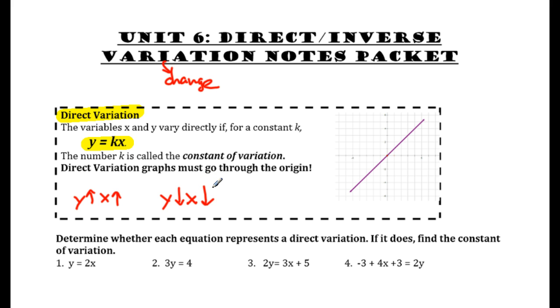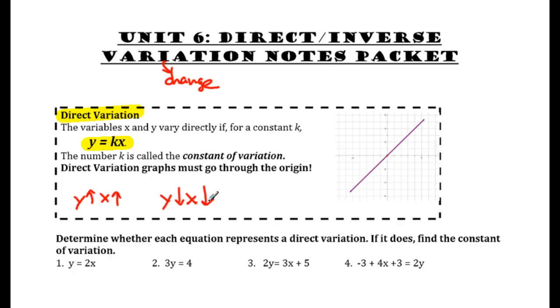A real life example would be going to the store and buying fruit. If y is my fruit, the more fruit I buy, the more money I spend. My money goes up. They're basically changing the same way. On the other hand, let's say y stands for how much I study and x is my grade. If the amount I study goes down, my grade would probably go down. The less I study, the lower grade I get. So when two things are in direct variation, they're just changing the same way.